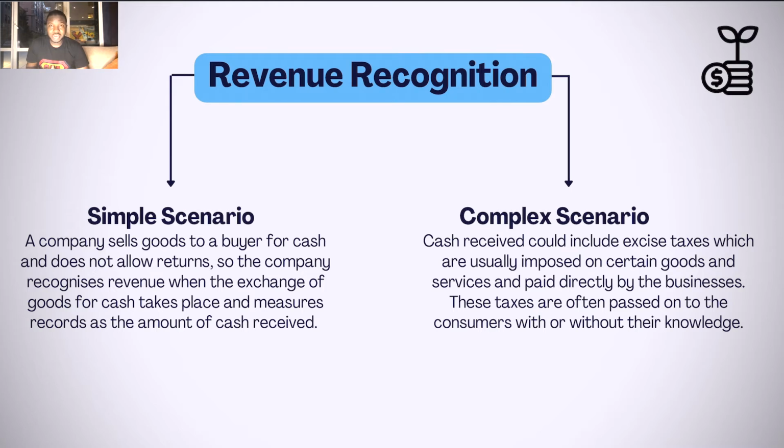For example, cash received could include excise taxes, which are usually imposed on some goods and services and paid directly by the business. These taxes are often passed on to the consumers who may not be aware that they are paying the taxes because it is included in the price. These taxes have to be backed out before recognizing the remaining revenue on the income statement.